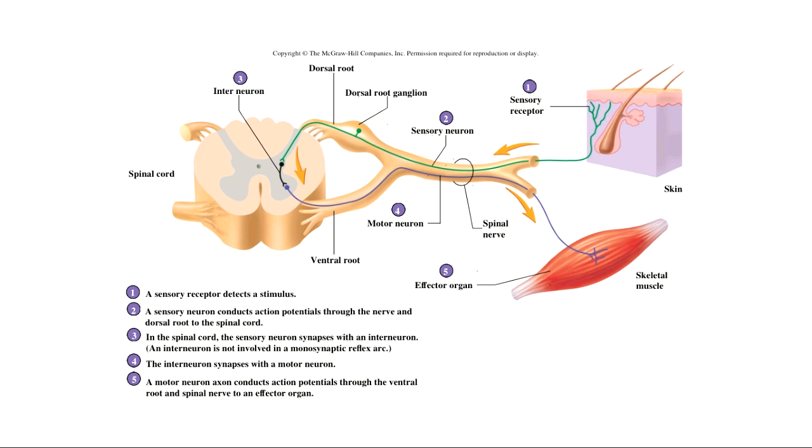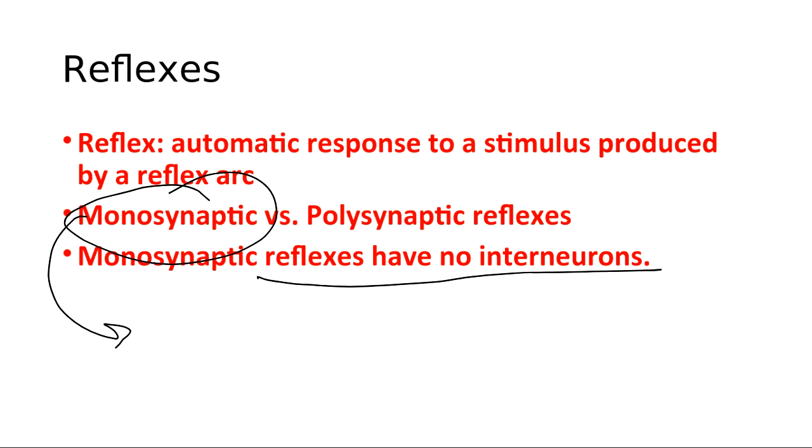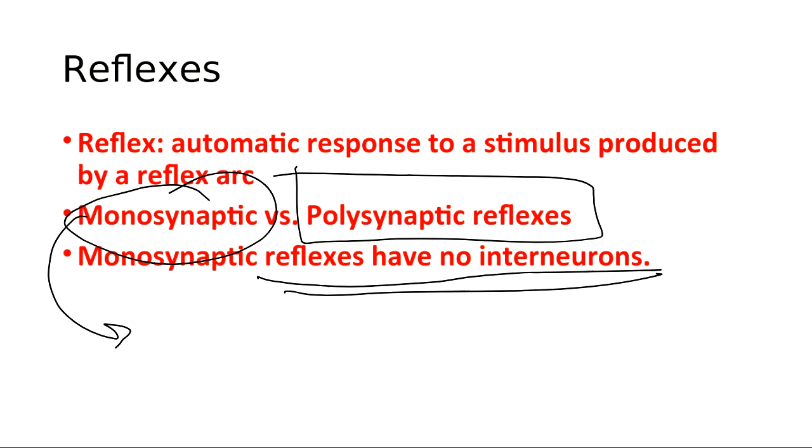Okay, so again, that's just showing you the reflex and the components. So a reflex is an automatic response to a stimulus produced by a reflex arc. There are many ways to classify reflexes. The only way they're classified in this chapter is monosynaptic versus polysynaptic, meaning one synapse, sensory to motor, no interneurons, or polysynaptic with an interneuron in between sensory and motor.